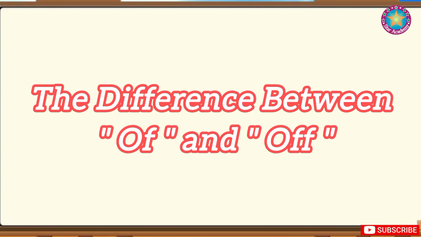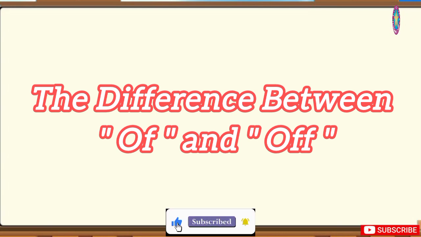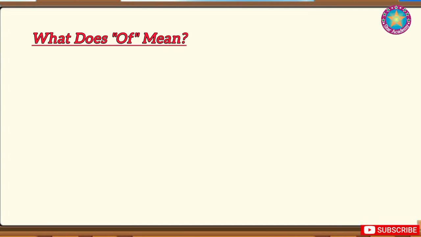Today we will explore two commonly confused words in English. These are of and off. Though they may seem similar, they have very different meanings and uses. By the end of this lesson, you will be able to distinguish between them and use each one correctly in your writing and speaking. The first question is, what does of mean?